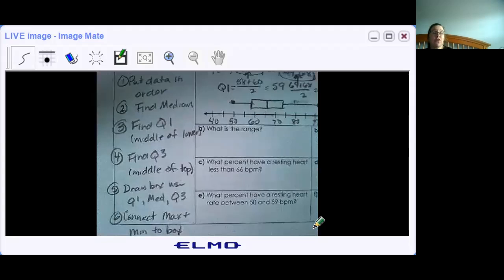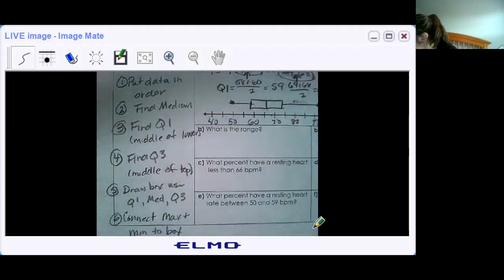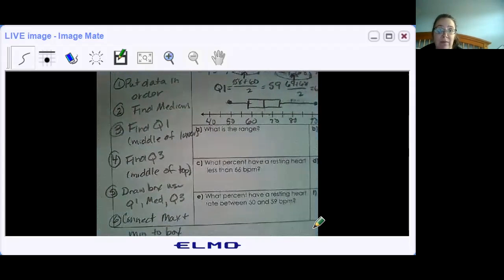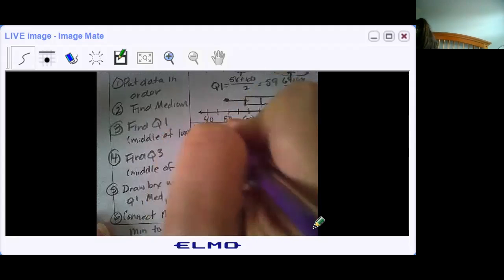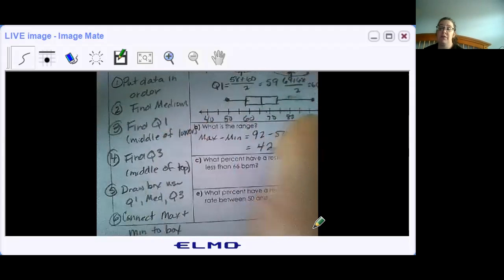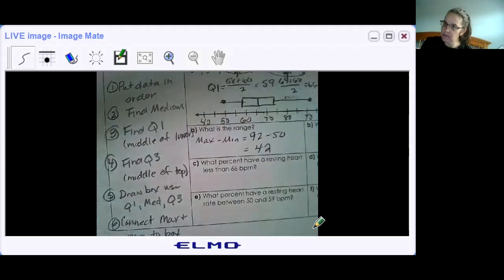Now, there's all kinds of cool information we can get from a box and whisker plot. So let's look at question A. What is the range? Well, we talked about it a minute ago. The range is the biggest and the smallest subtracted from each other. So the range is the maximum number minus the minimum number. So I'm going to have 92 minus 50, which is 42. So if I were to lay this out on a number line, I would have to take 42 steps to get from the smallest number to the biggest number. That's pretty much what range is.